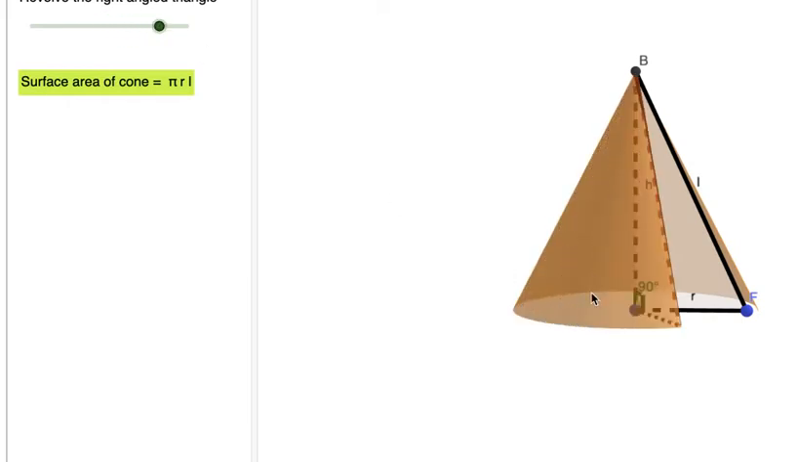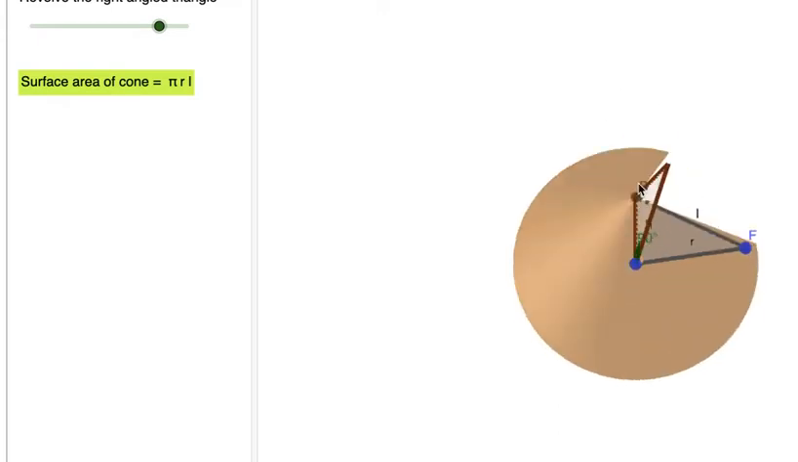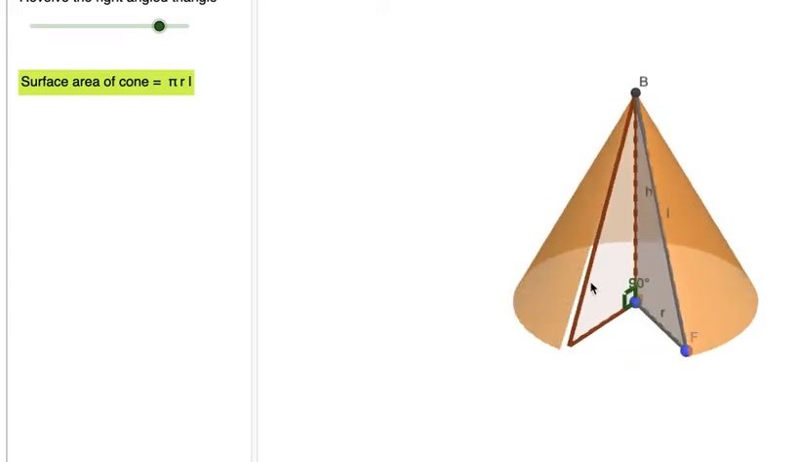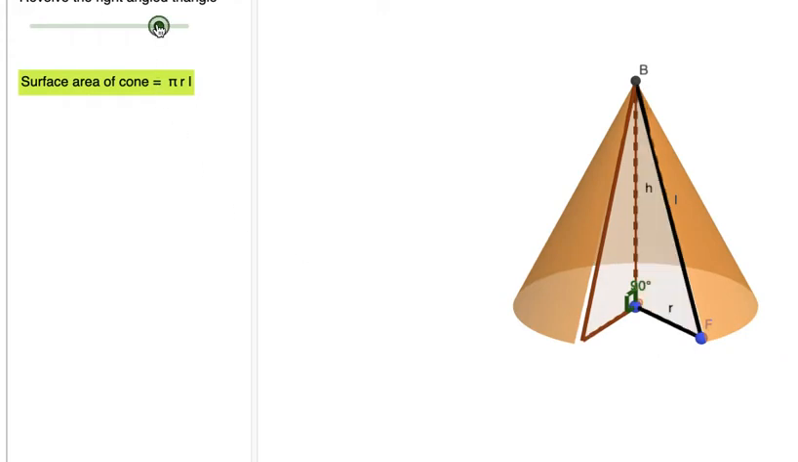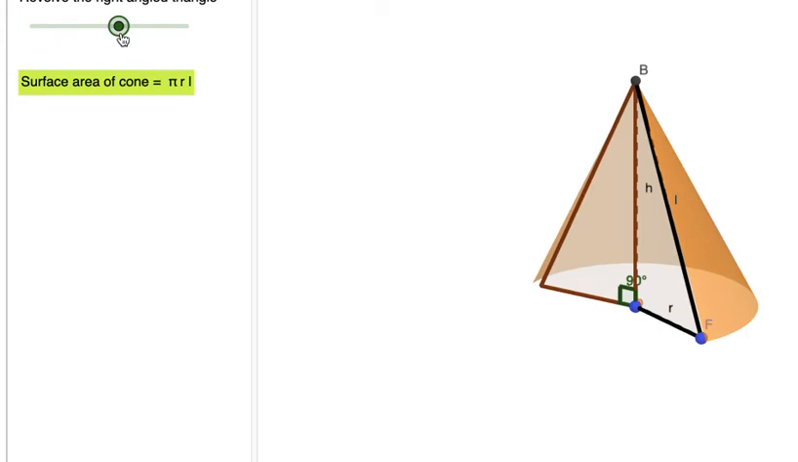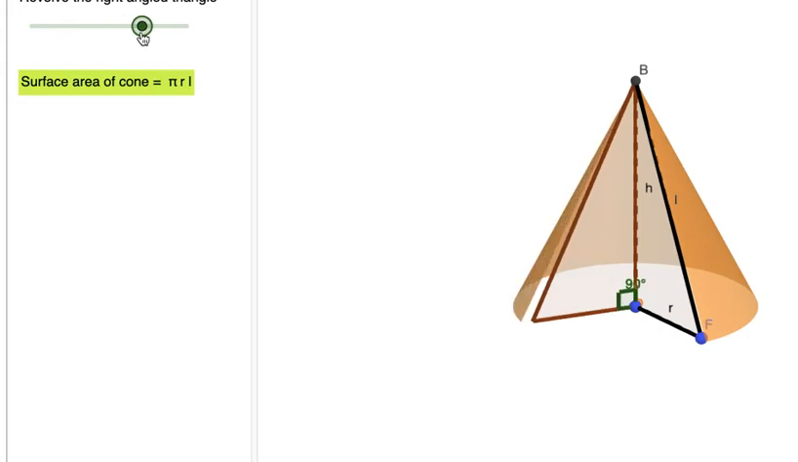So you can take a look at this 3D view. 3D view of the cone. So you can take a look at this. Okay, so interact with this model and understand the basic relationship between right angle triangle and the cone.